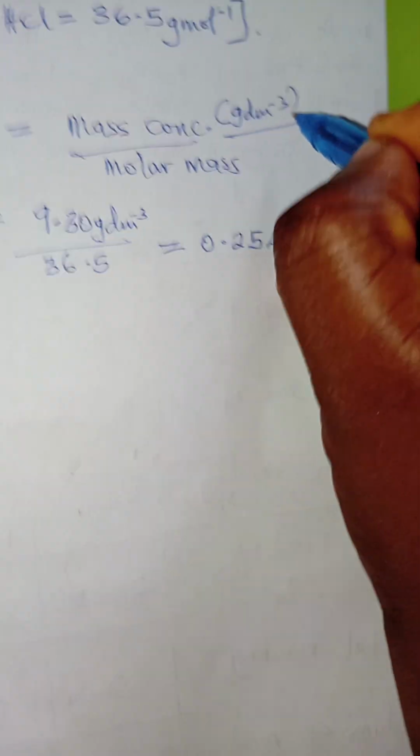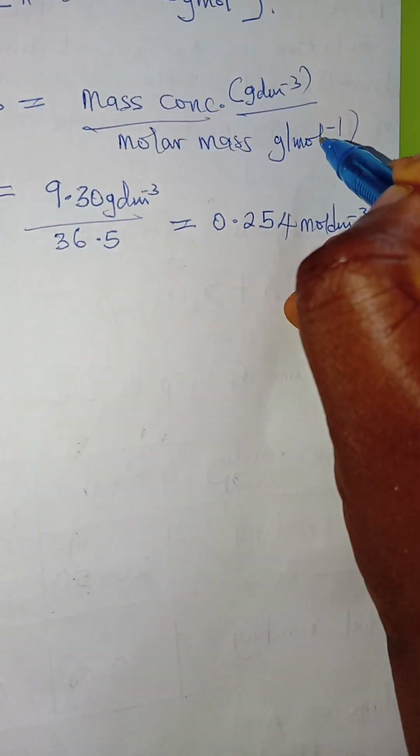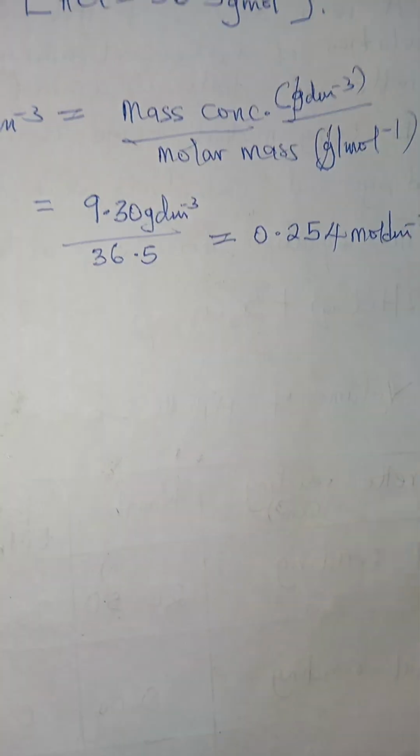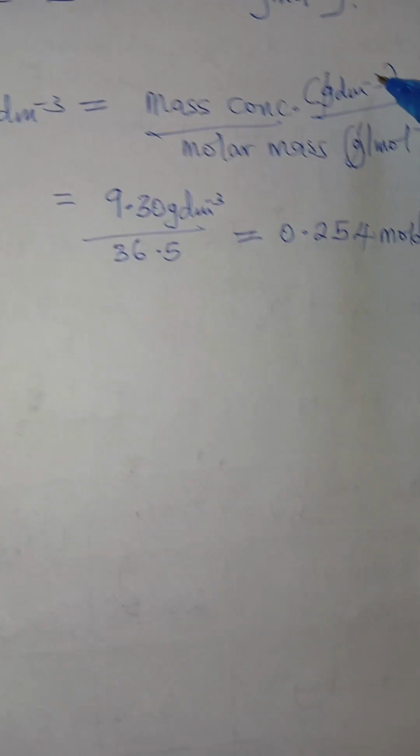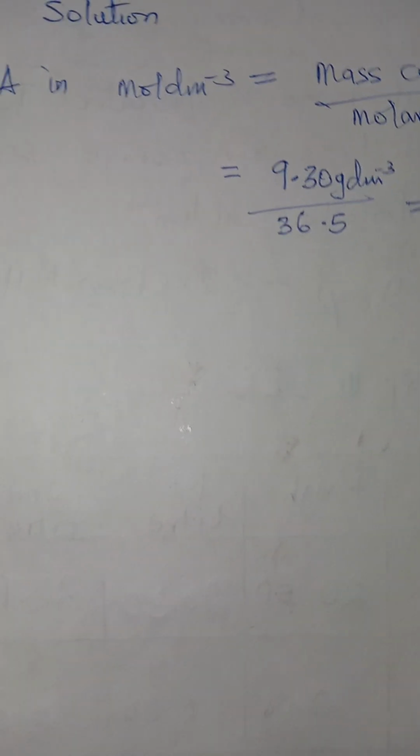Okay, and the molar mass is in gram per mole. So what happens? The gram cancels gram and we're left with what? Mole per dm cube. Okay, we're left with mole per dm cube. So that is why molarity is in mole per dm cube.